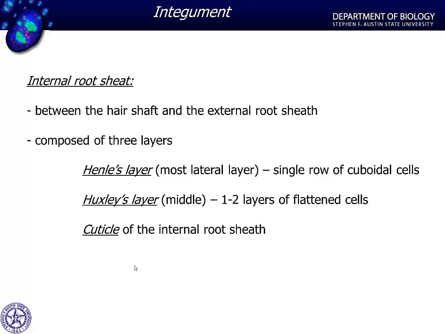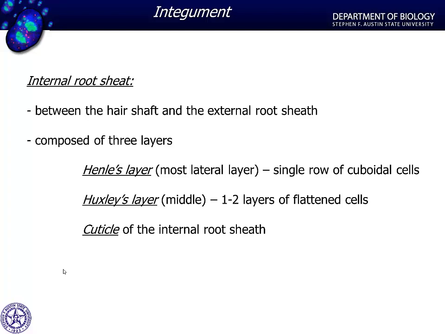Now, as I mentioned before, that outer layer of the hair shaft is the cuticle layer. And the next layer, as we're moving laterally out into the epidermal type layers, is going to be the cuticle of the internal root sheath. Now imagine the cuticle of the hair has plates that are angled upward toward the surface. The internal root sheath has plates of squamous cells that are angled pointing downward.